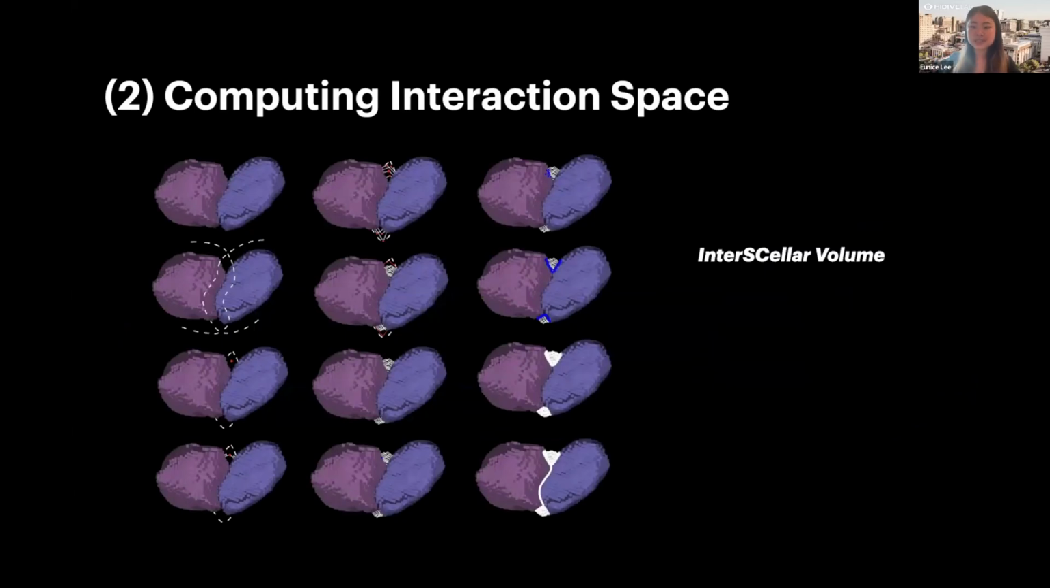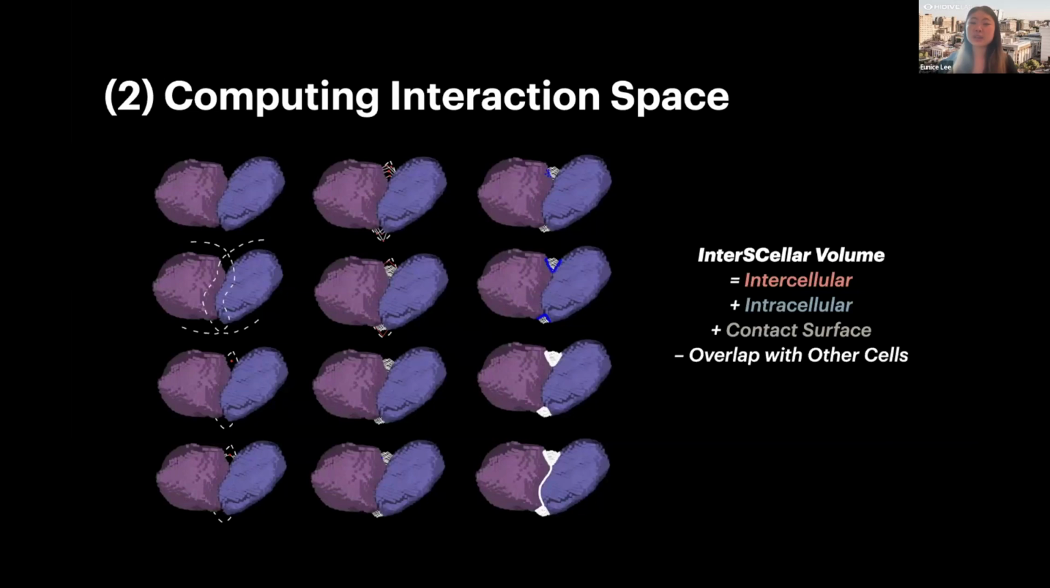What the intercellular volume consists of is first the intercellular volume, so kind of like the extracellular matrix between two cells where cell signaling can be occurring, where proteins or genes transcriptomics can be being passed across each other. Add that to the intracellular volume by dilating that inwards within the cell membrane, since the space that is very close to the cell surface can be relevant as to what markers exist and what is being communicated across each other, and also the contact surface between two cells if they are in contact. And once we compute all of that, we're going to subtract any overlaps with third-party cells since we want to consider just the binary interaction for every single cell pair neighbor.